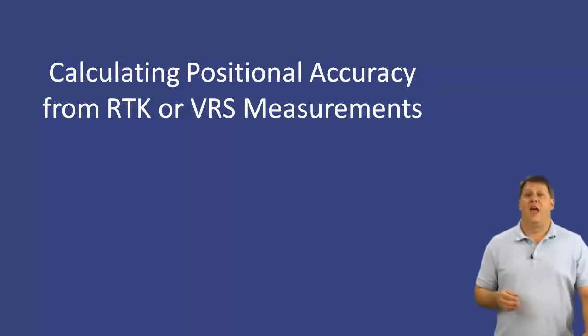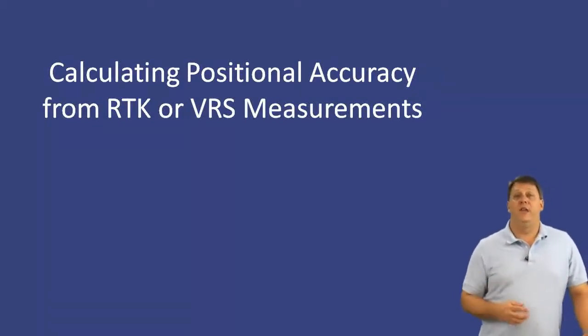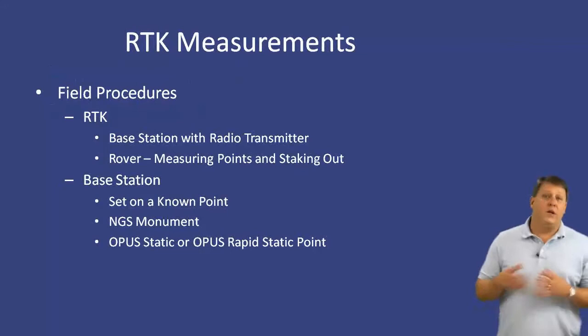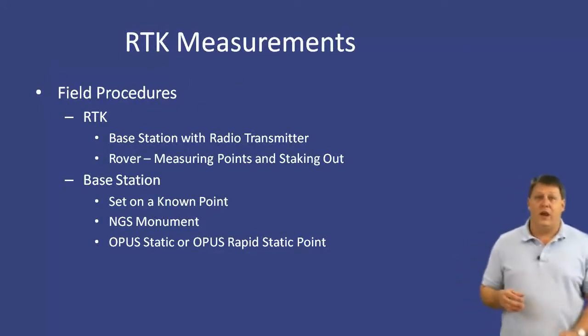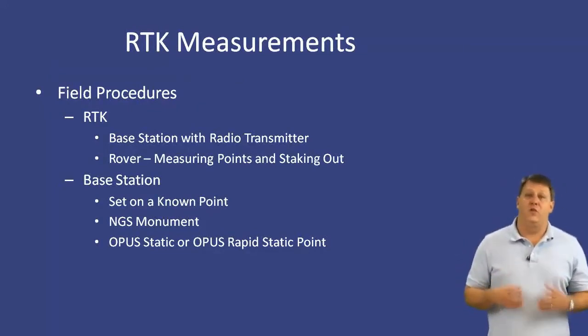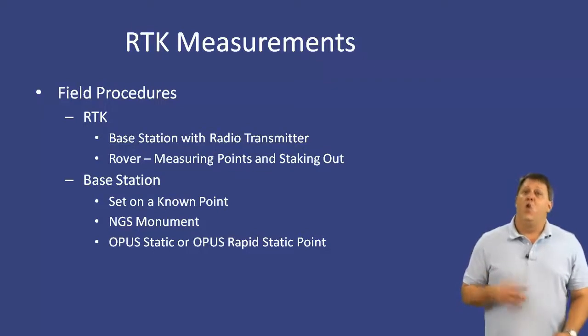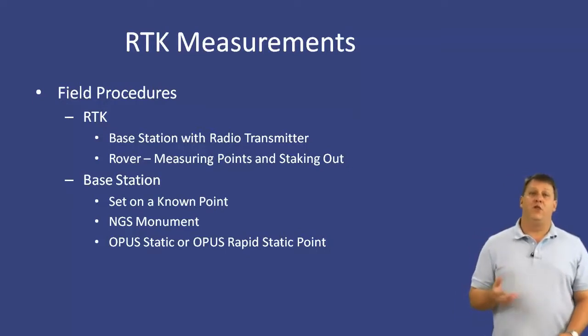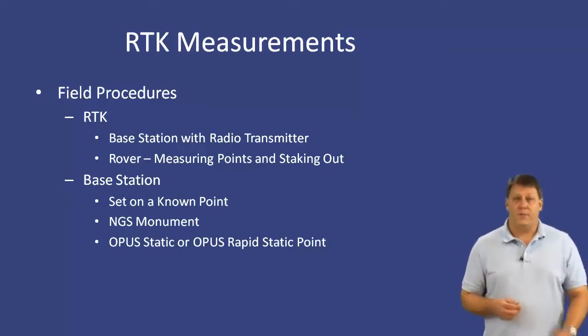Calculating positional accuracy from RTK and VRS measurements. To begin, let's review RTK field procedures, where we would have two receivers. One is our base station with a radio transmitter, and then we have another receiver, which is our rover, that we use for measuring and staking out points.